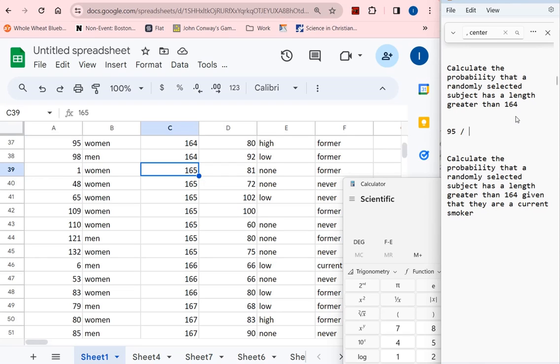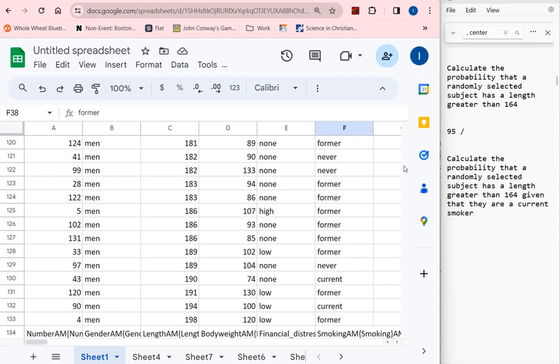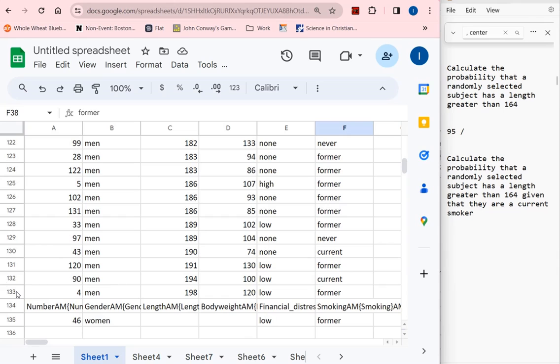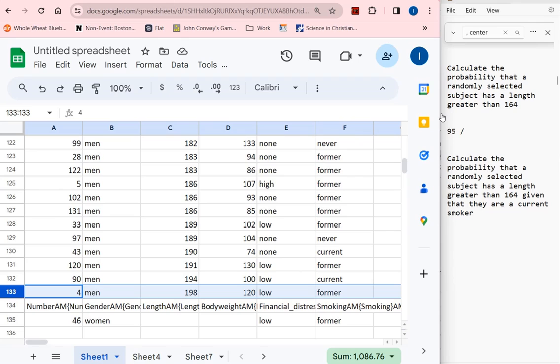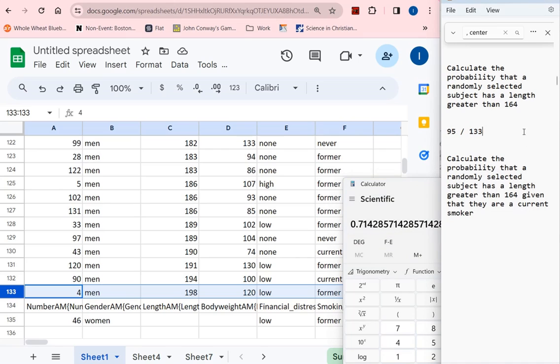With probabilities, you find out the number of people that meet your condition and then divide it by the total number of people in your study. It starts on row 1, we go all the way to row 133, and then this is a missing value, so we'll exclude that. That means there's 133 people in this study. That's what goes on the bottom, because a probability is an amount you're interested in divided by a total. There's 95 people that have a length greater than 164 out of a total of 133 people. So 95 divided by 133, that's our probability, approximately 0.714. I use squiggly equals to show that I cut off my decimal.